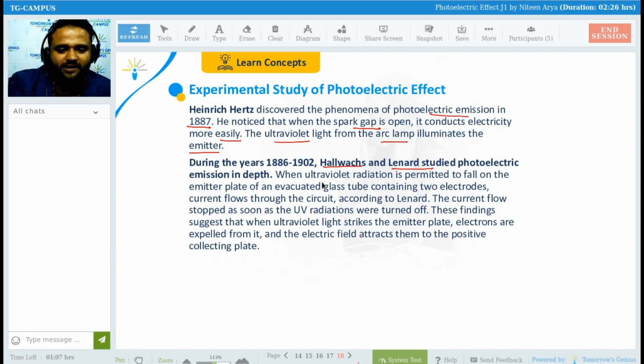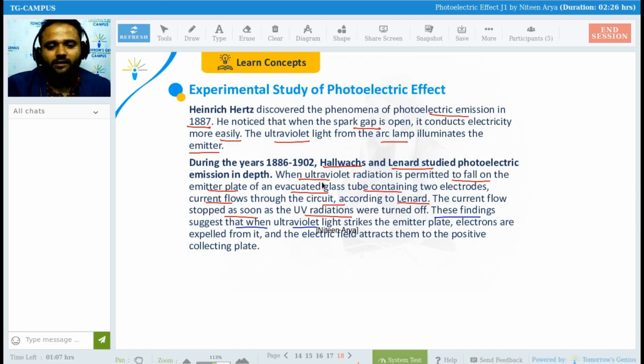During the years 1886 to 1902, these two scientists did an in-depth study of photoelectric emission, when ultraviolet radiation is permitted to fall on the emitter plate of an evacuated glass tube. Evacuated glass tube means a vacuum chamber containing two electrodes. Current flows through the circuit. According to Lenard, the current flow stopped as soon as the UV radiation was turned off, means the moment we turn off the UV radiation, basically the light.